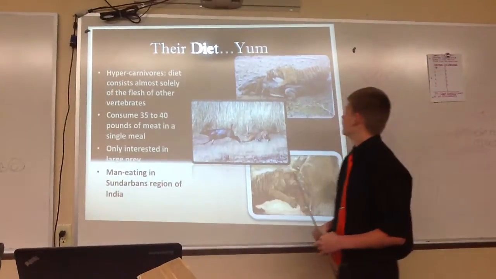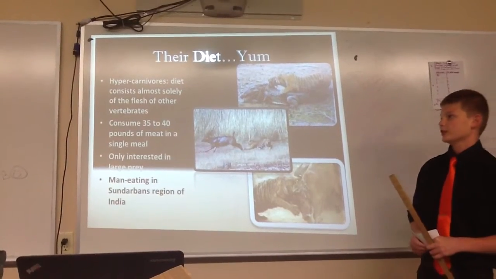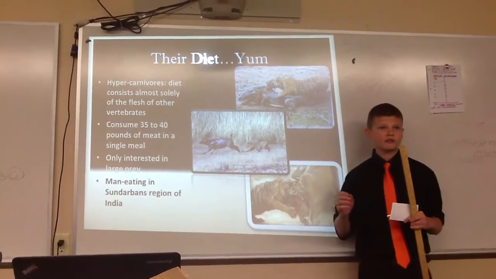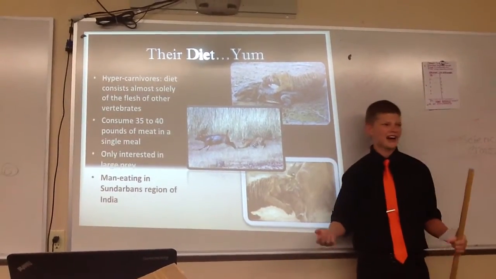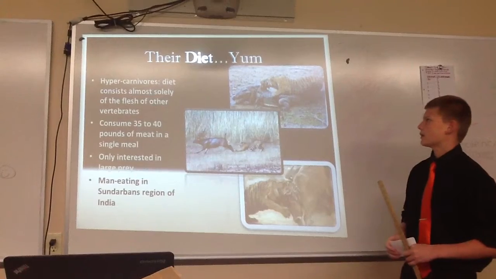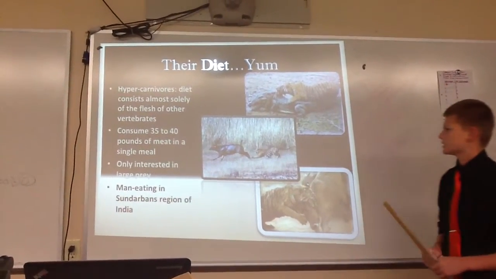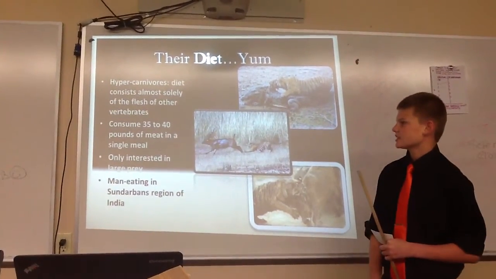Their diet, yum. They're hypercarnivores, which means their diet consists almost solely of flesh of other vertebrates. They eat mostly four-hoofed animals. As you can see here, that's an alligator. It's not on its diet. I just thought that was a cool picture, and it probably is attacking it because it was coming in on its surroundings or habitat. And then they consume 35 to 40 pounds of meat in a single meal.